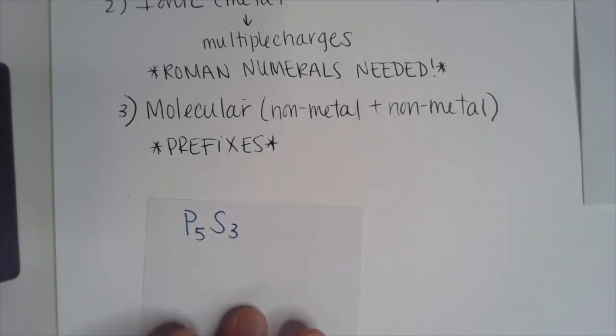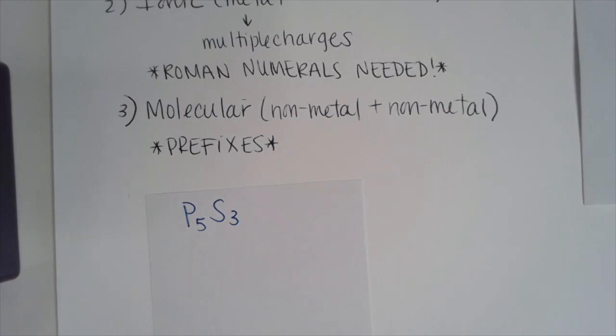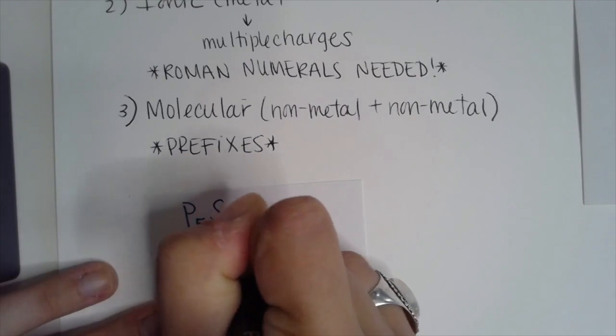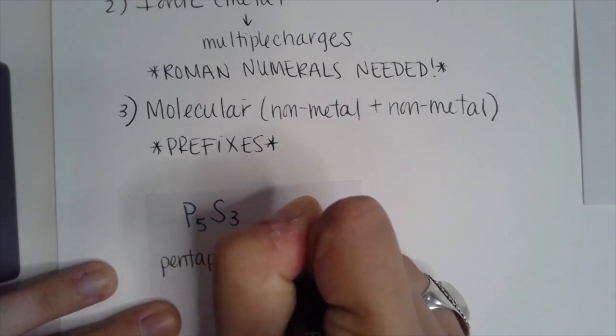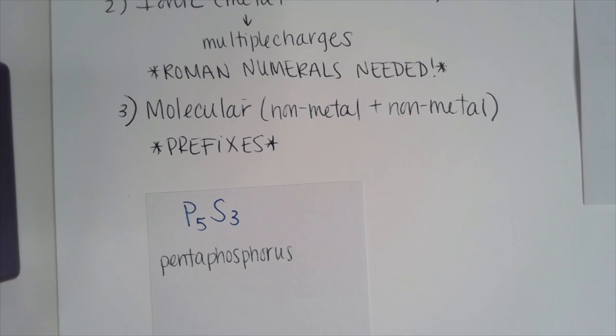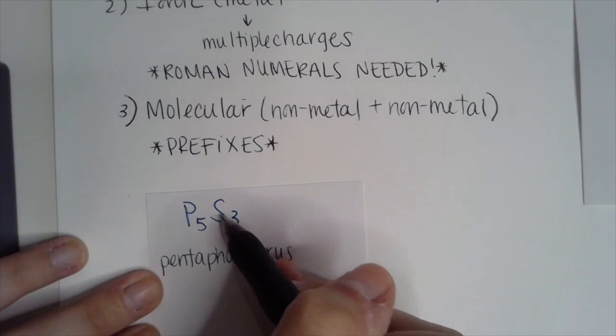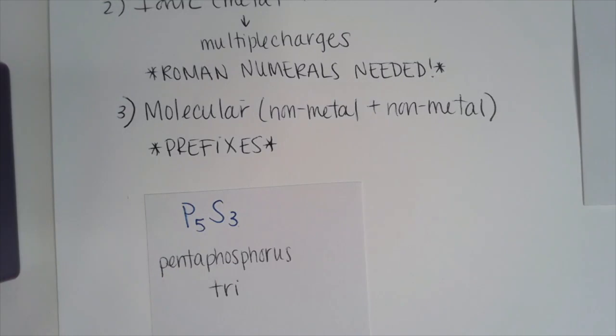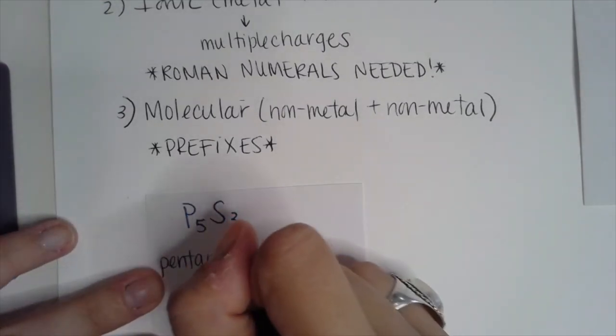So I have P5S3. I also have 2 nonmetals here. However, for phosphorus, in this case my cation, we have 5 phosphorus atoms. So we do want to use the prefix for 5 in front of phosphorus. So I would say pentaphosphorus. Notice I didn't change the ending there. It's just pentaphosphorus. And there are 3 sulfurs. So the prefix for 3 is tri. And then I would change the ending so it also ends in IDE.